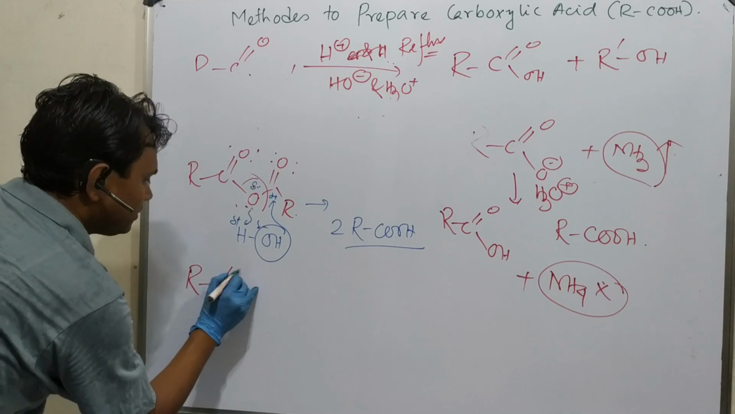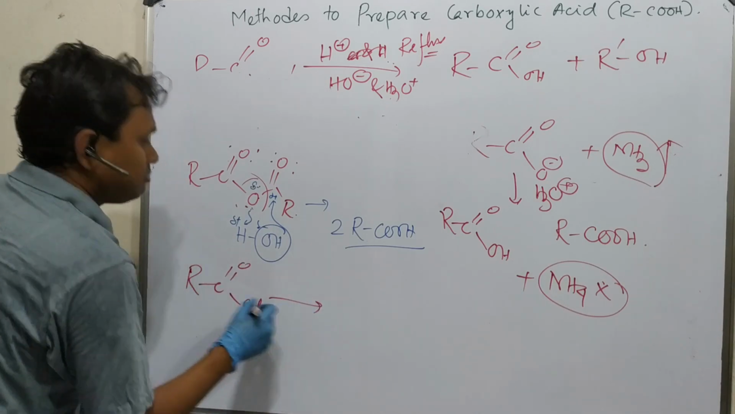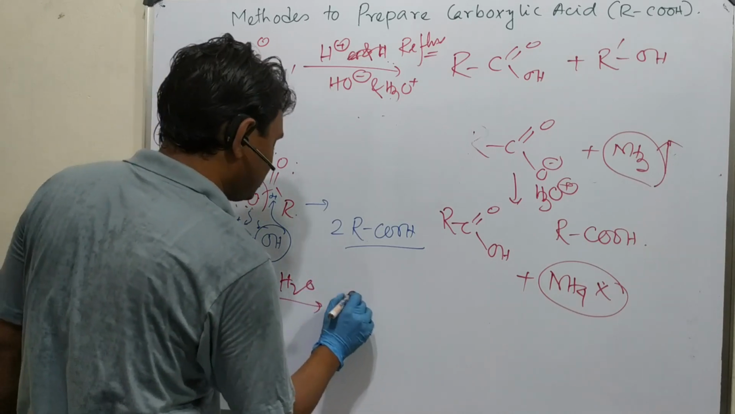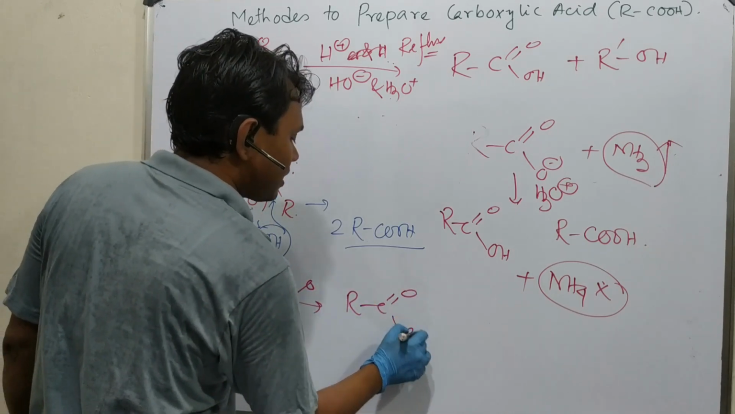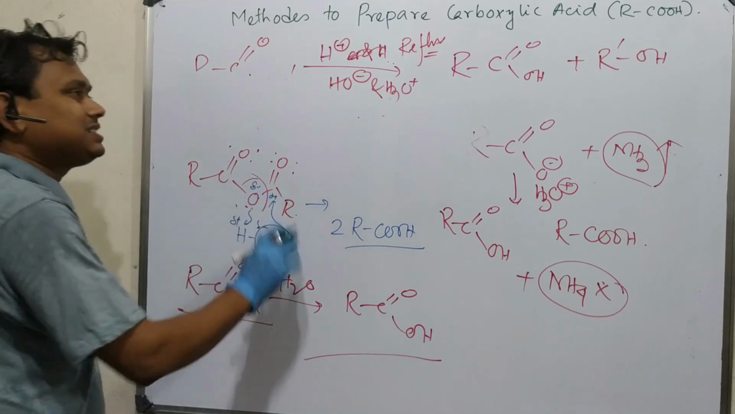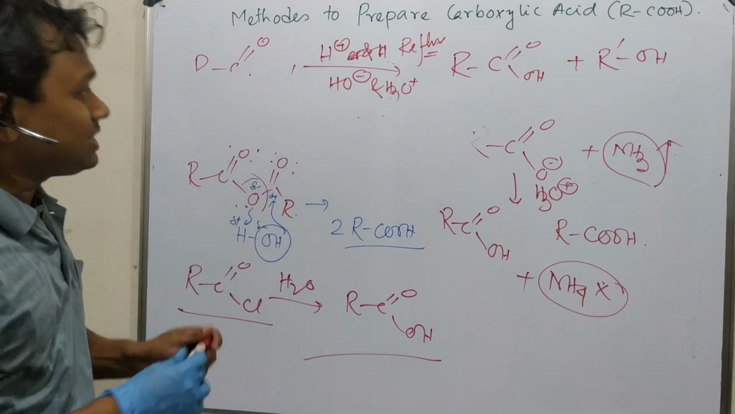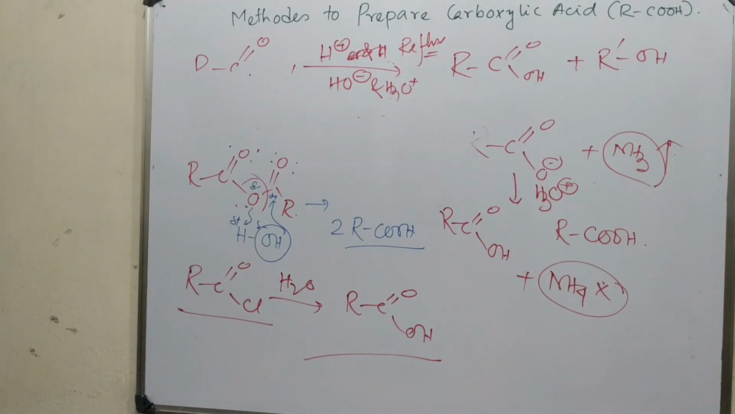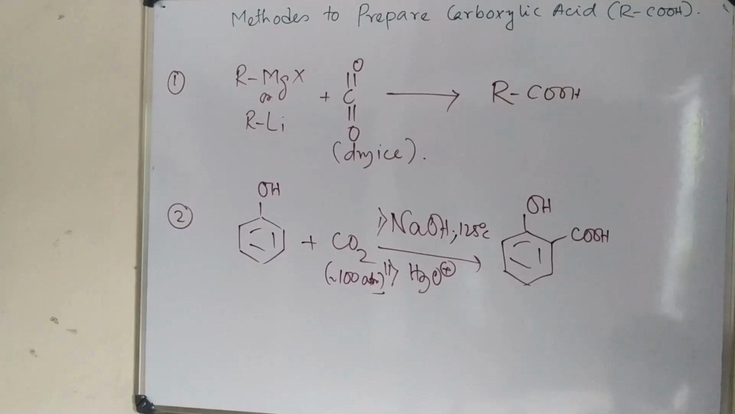Similarly, another derivative is acid chloride. It is a very active reagent, so if you provide water, ultimately it will convert into acid. Okay, but these are not that important reagents. So lastly, let's discuss carboxylic acid preparation from carbon dioxide.